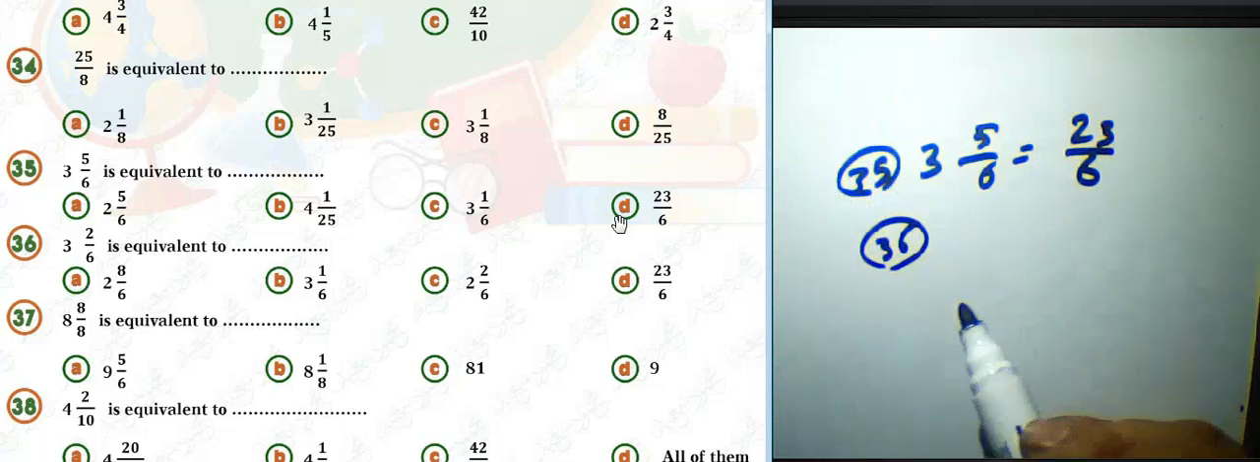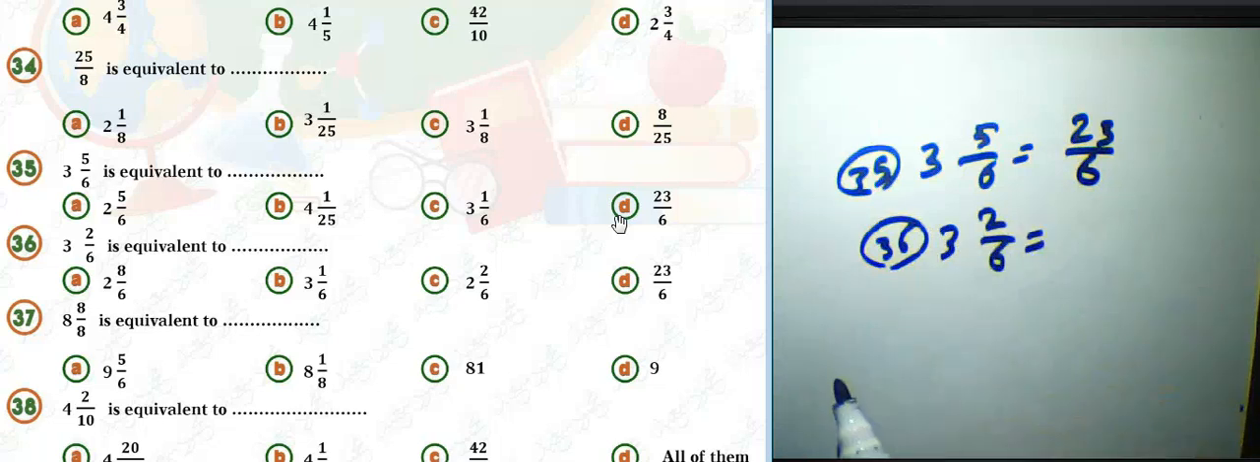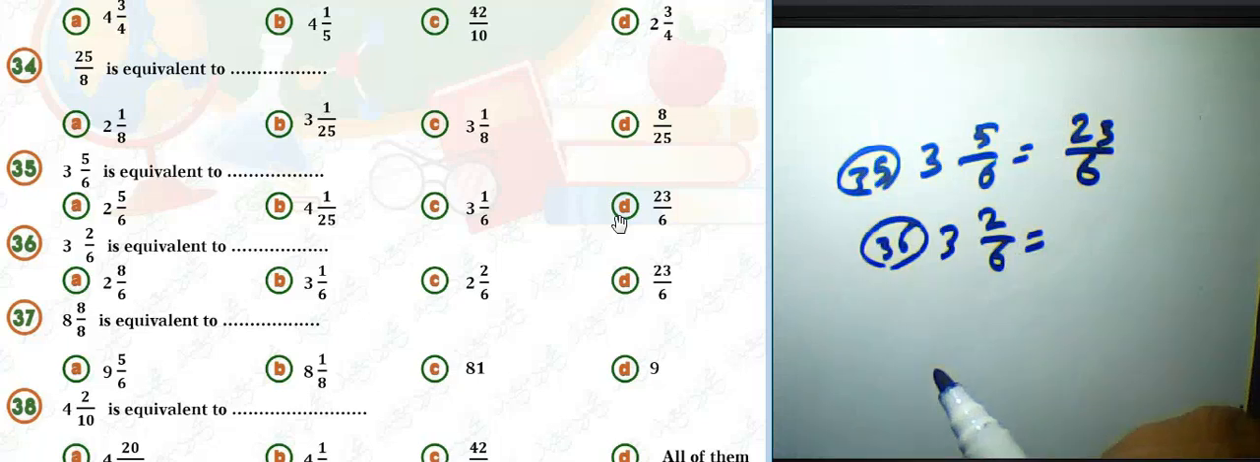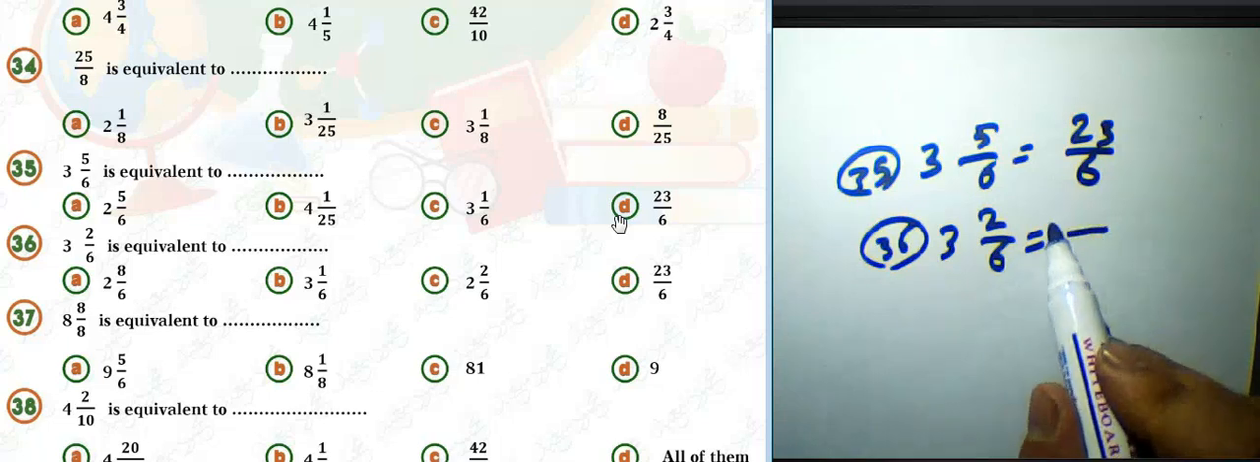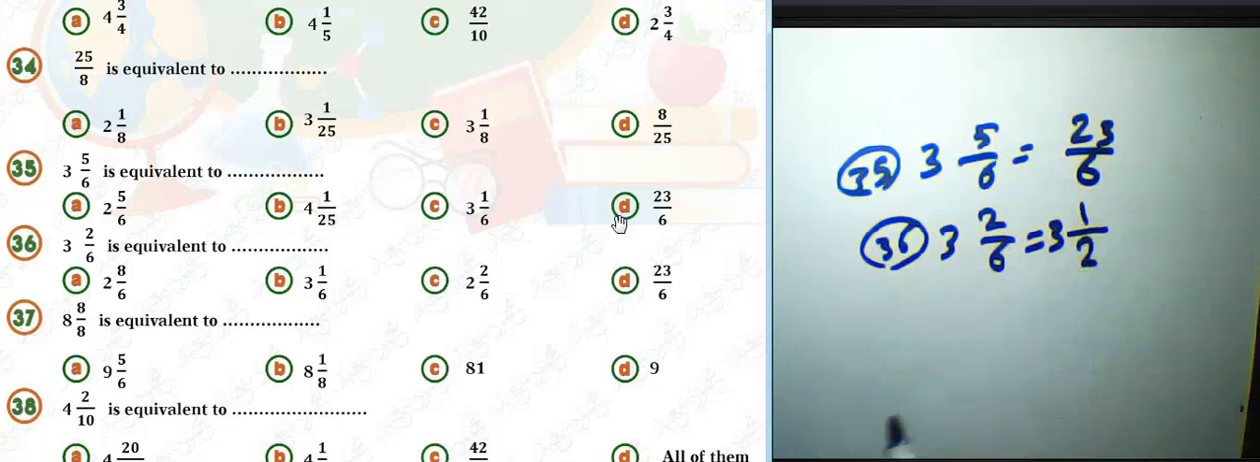3 and 2 over 6 is equivalent. What? We can simplify this example by dividing the numerator and denominator by 2. Okay. We asked about the equivalent. We can write 3 here, and 2 divided by 2 equals 1, and 6 divided by 2 equals 3. So it is 3 and a half. Okay, 3 and a half.